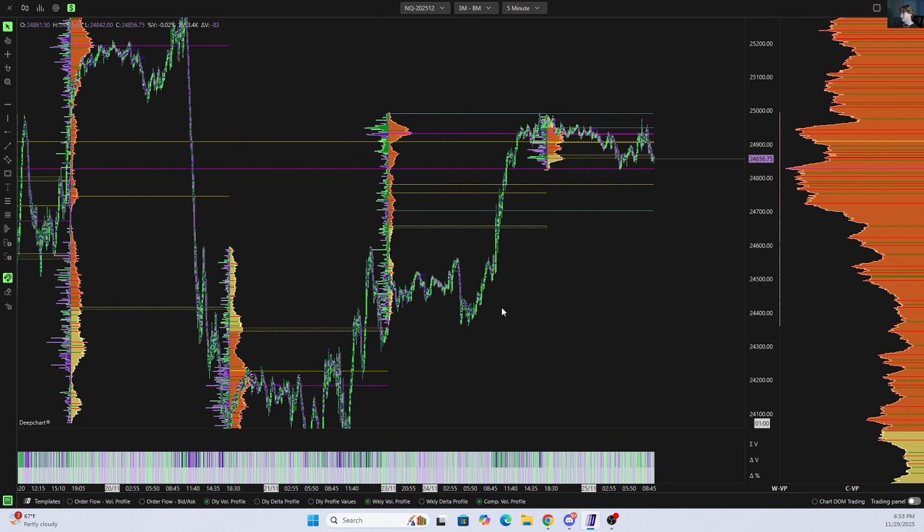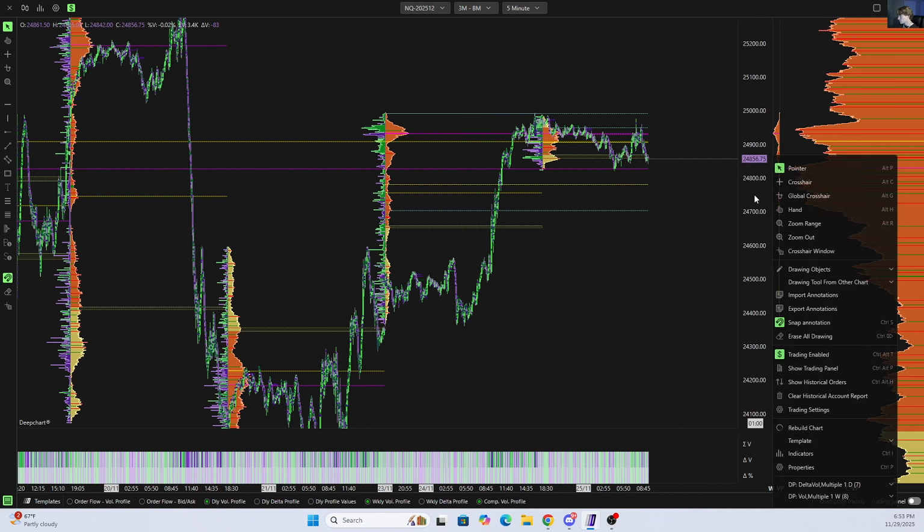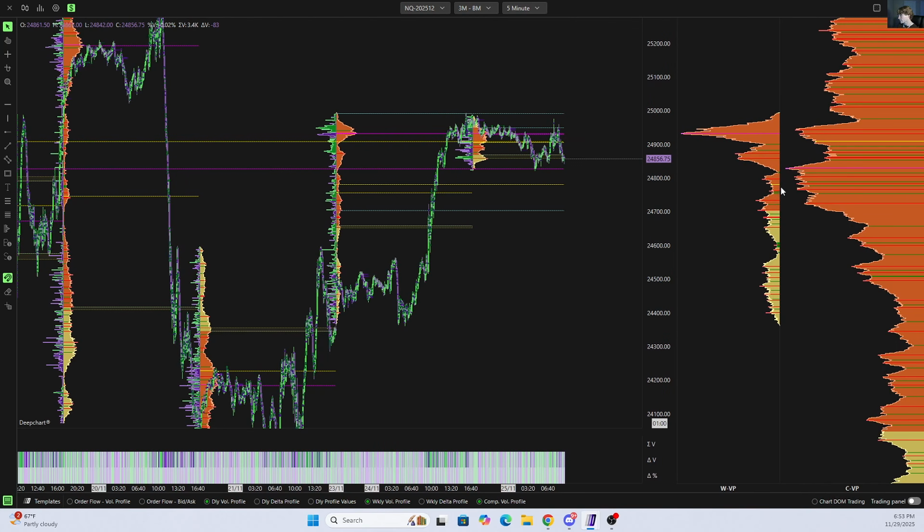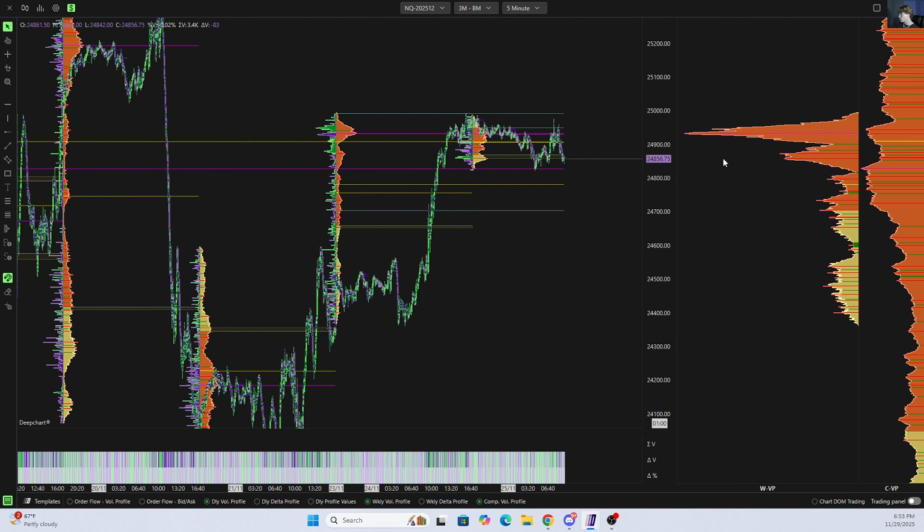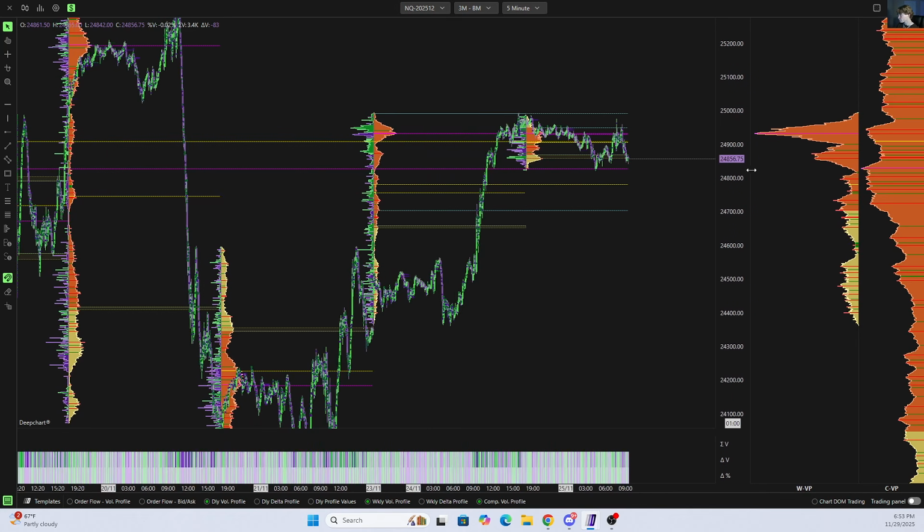And what happened was we basically consolidated at this zone the rest of the night, right up here at the point of control, this high volume node, basically this double distribution of this composite. So now we can kind of look at the weekly profile, if I can get it. You're not going to let me? Are you not going to let me look at this? There we go. So now we can look at the weekly profile too as more confirmation.